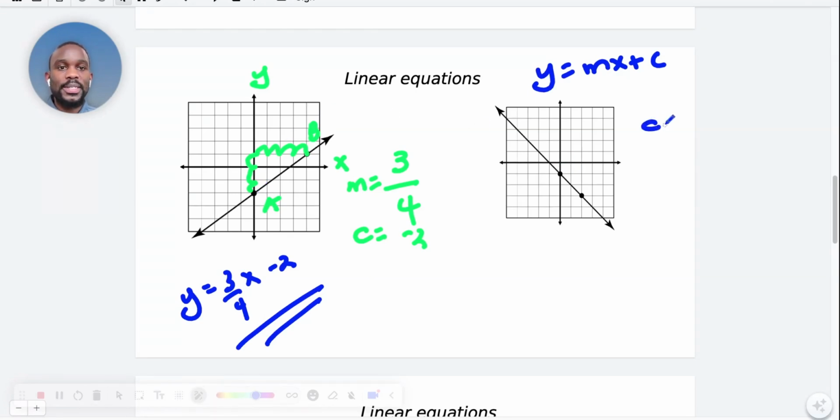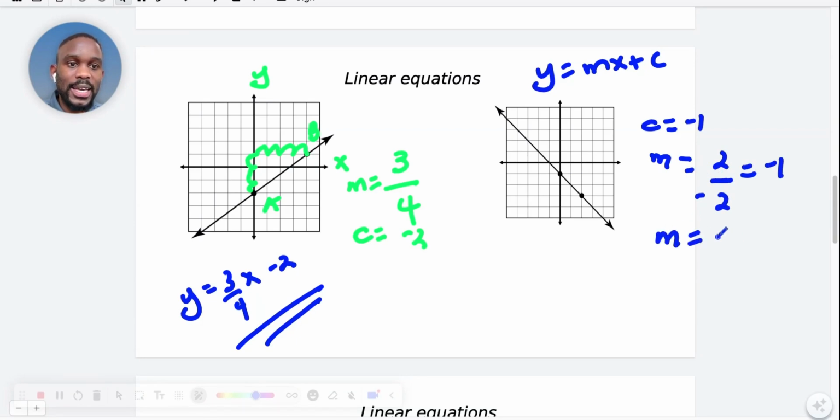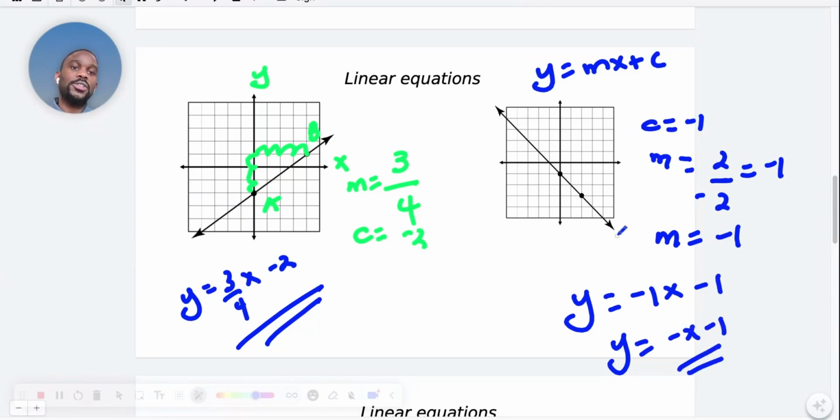What about here? The y-intercept c is -1, and what's my slope? From my previous videos, guys, by now we should know how to calculate the slope. It's the rise and the run. So the rise here is 1, 2, so +2. But the run is going in the negative direction, 1, 2, so -2. So it's 2 over -2, which gives me -1. So my slope here is -1. So if I put m and c in this equation, I'll get y = -1x - 1. So -1x is the same as -x. So y = -x - 1. So this is the equation of that line.